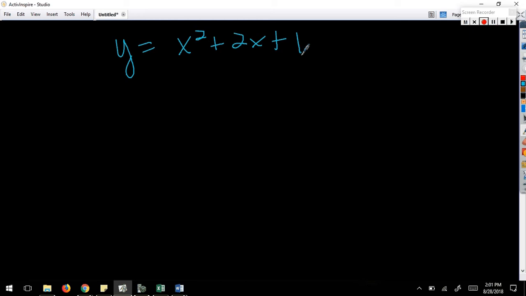All right, step 1: identify A, B, and C. What is A? B, C. Yes or no? Okay. Look at step 2: find and plot your vertex. We've already practiced with finding the vertex.